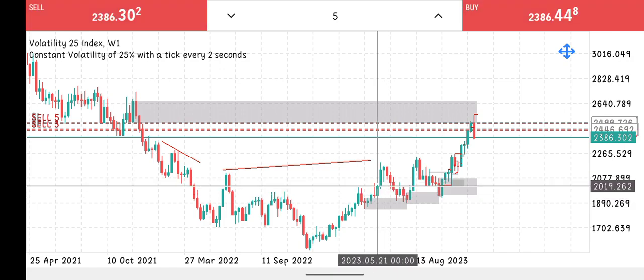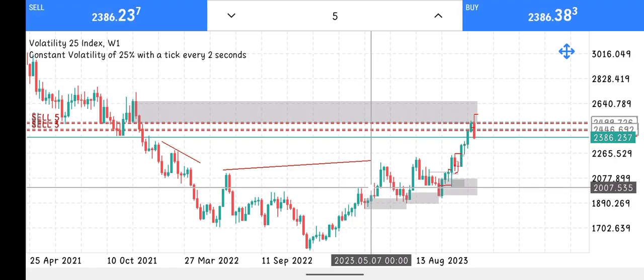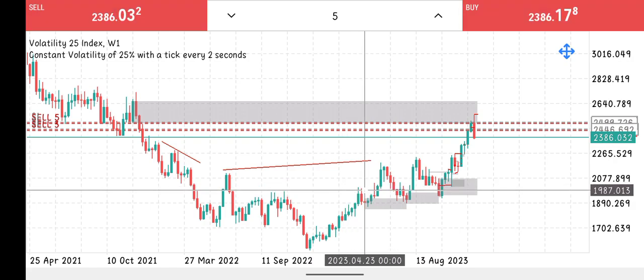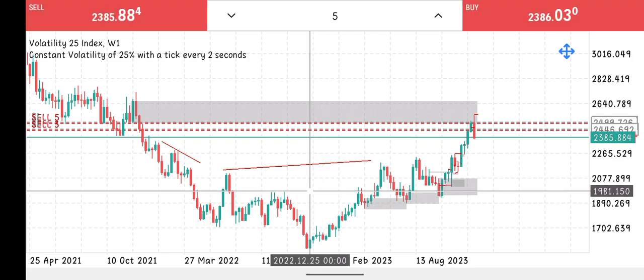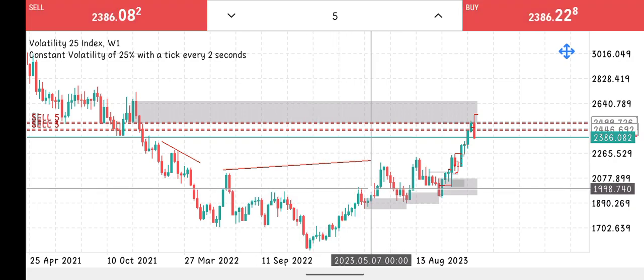I know a lot of you might be asking, why didn't you pick this or this? It's just a wick. Here at the Great Trading Academy, we don't count a wick as a break of structure or a change of character. We need a body close for it to count as a change of character or a break of structure.